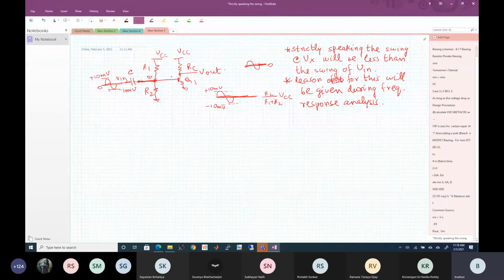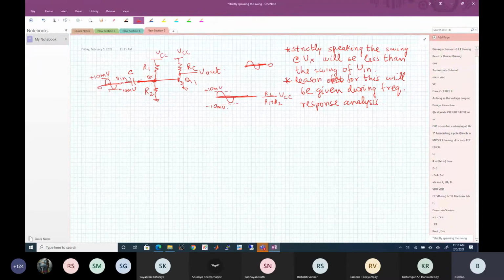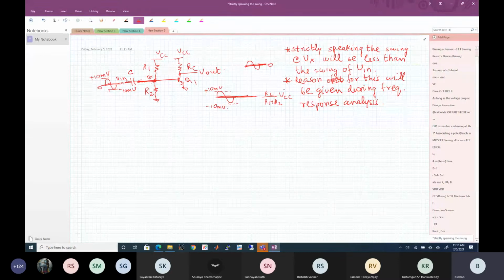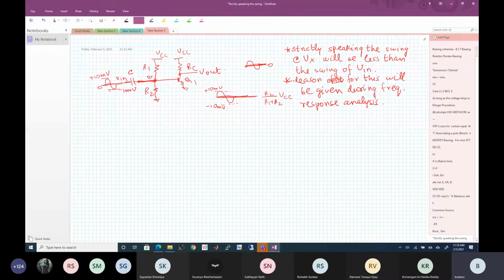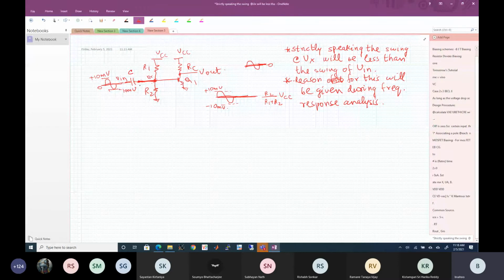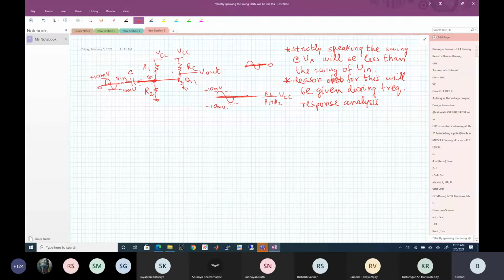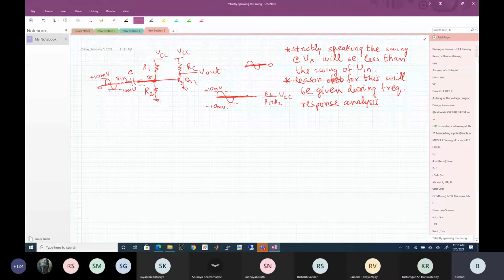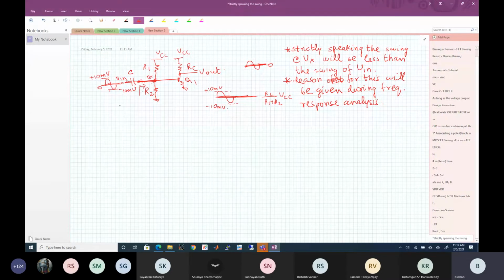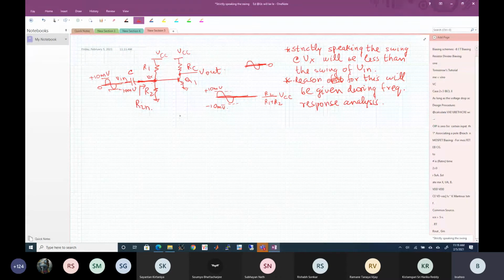So in order to do that, we have to find out, in reality, how does this circuit behave? I'll give part of the reason right now why the swing is less. The second part of the reason we'll get into when we discuss the frequency response. So this circuit can be modeled as there is a resistance looking into this node, and that resistance is called the input resistance.